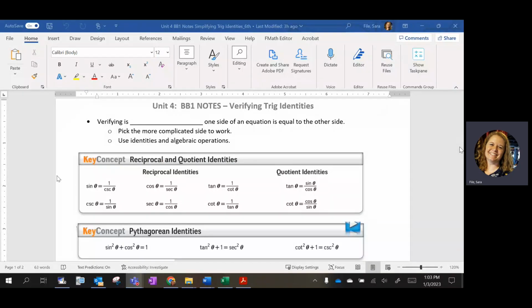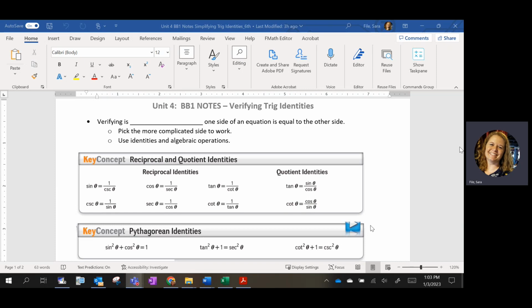Mentioning, we have these in the 2 key concept boxes here. Here are the identities that we have already learned last semester. Okay, so these 6 are the reciprocal identities. Hopefully you know by now which identities are reciprocals of each other. These 2 are the quotient identities. Quotients divide, so these are the 2 that are the division of 2 different trig functions. So tangent is sine over cosine, and cotangent is cosine over sine.